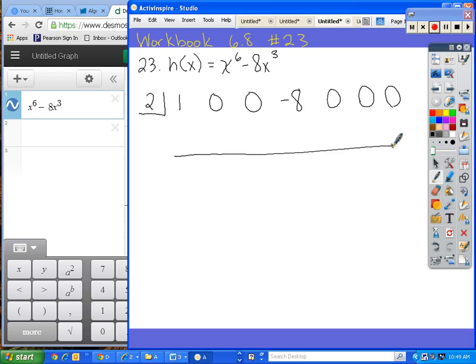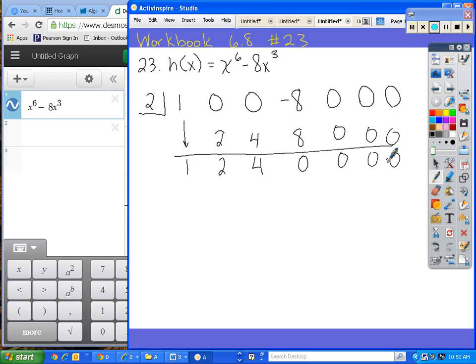So let's see what we've got. I'm going to bring down my first term, multiply back here and add my columns. I bring this down, multiply and add my columns. Here I have 8 and 0. I multiply back and add my column. I can see at this point that these zeros are going to go on because I've got a bunch of zeros. Multiply and add.